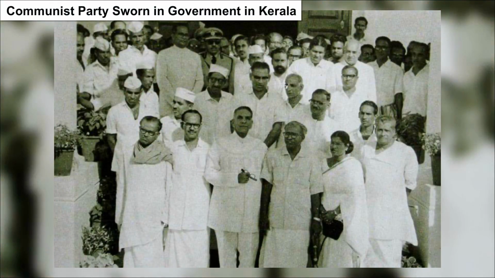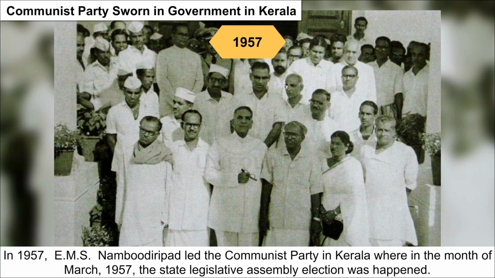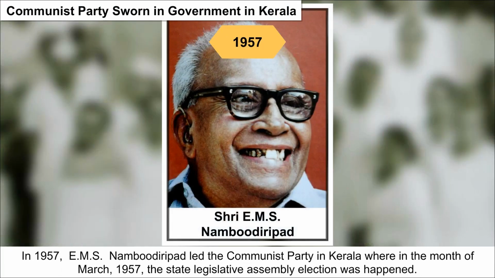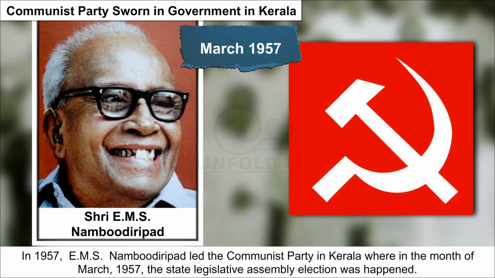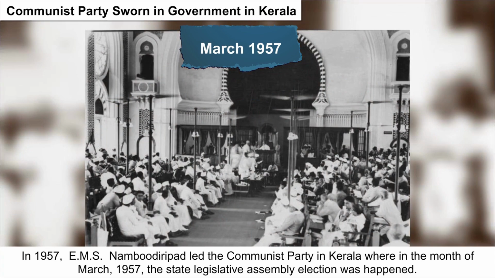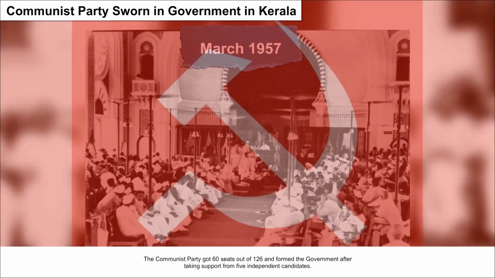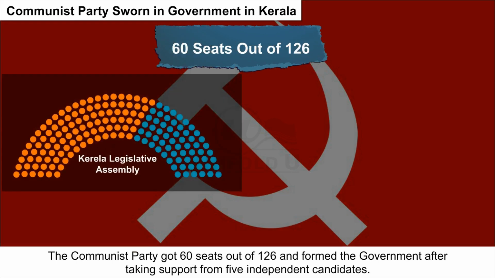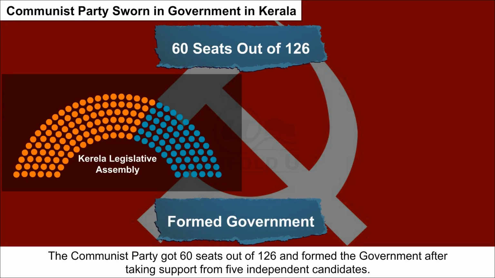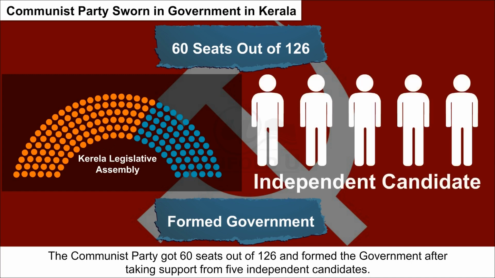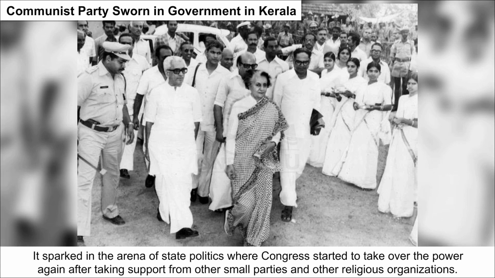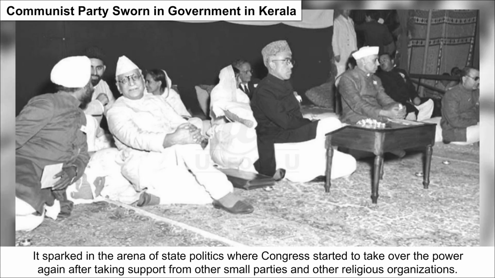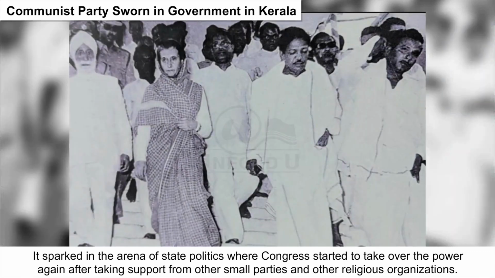Communist Party sworn in government in Kerala. In 1957, E.M.S. Namboodiripad led the Communist Party in Kerala, where in the month of March 1957 the state legislative assembly election happened. The Communist Party got 60 seats out of 126 and formed the government after taking support from 5 independent candidates. It sparked the arena of state politics, where Congress started to take over the power again after taking support from other small parties and other religious organizations.